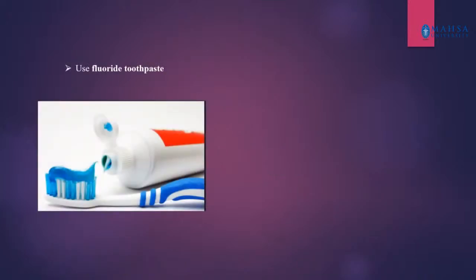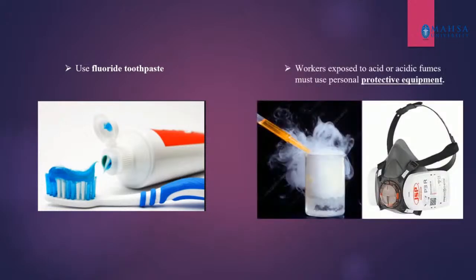Next, fluoride toothpaste should be used. Fluoride acts as a remineralizing agent for the enamel. You can also apply fluoride gels or varnishes to the teeth. Lastly, workers exposed to acid or acidic fumes must use personal protective equipment such as respiratory mask.